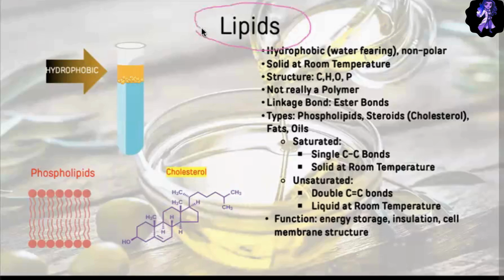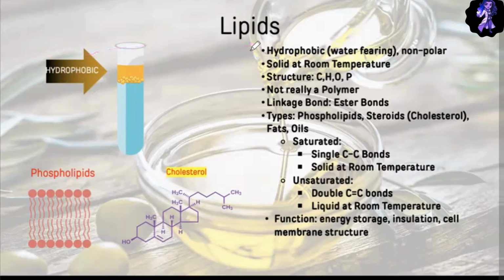So lipids are a unique macromolecule because they're not really considered a polymer. The thing is, lipids are unique because they're water-fearing. I want you to think about this test tube over here, which we have oil and water. The thing is, an example of a lipid is an oil. When you add oil to water, they tend to separate, and that's because the lipid oil is water-fearing or hydrophobic. So they have a fear of water and they're nonpolar.